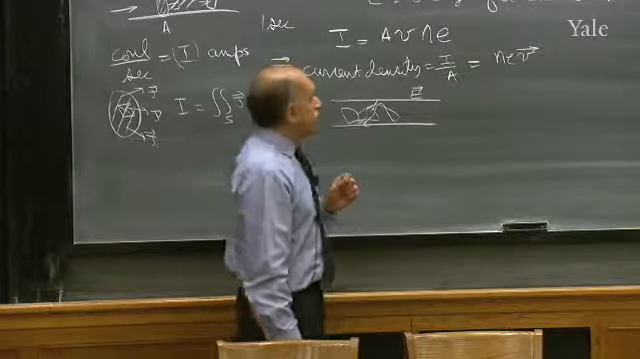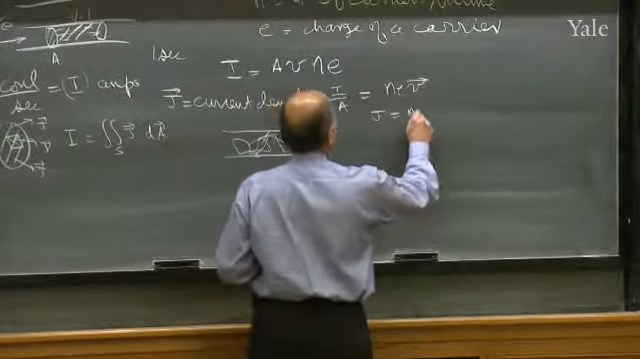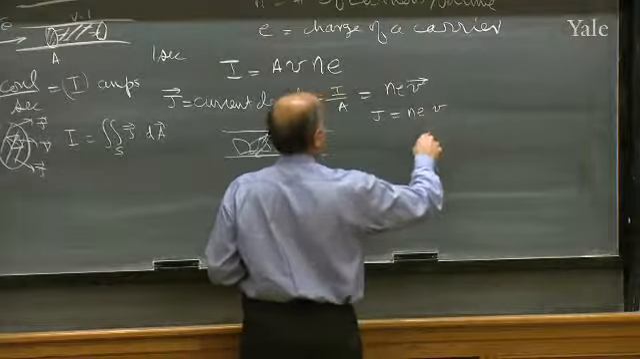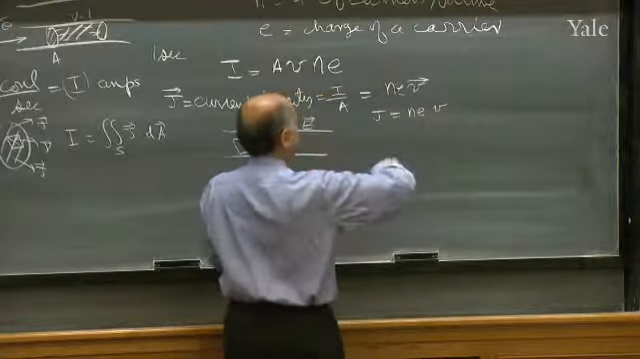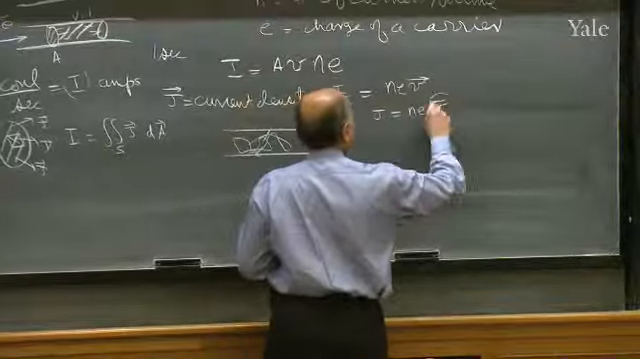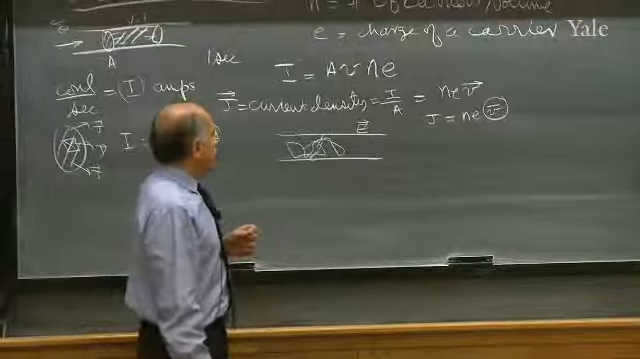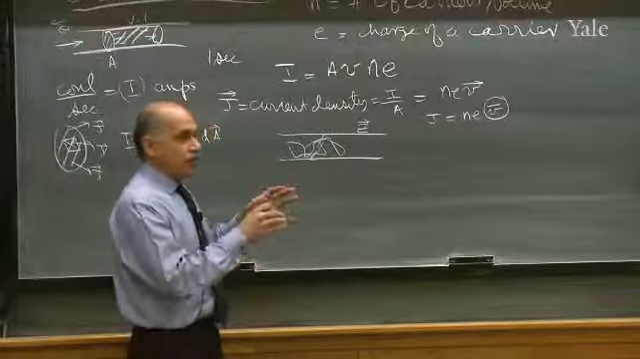So let's see how much that is. I found that the current density was NeV. Forget about the vector sign for now, just everything is along x. I want to find here an average velocity. What's going to be the average velocity over all the particles at a given time?